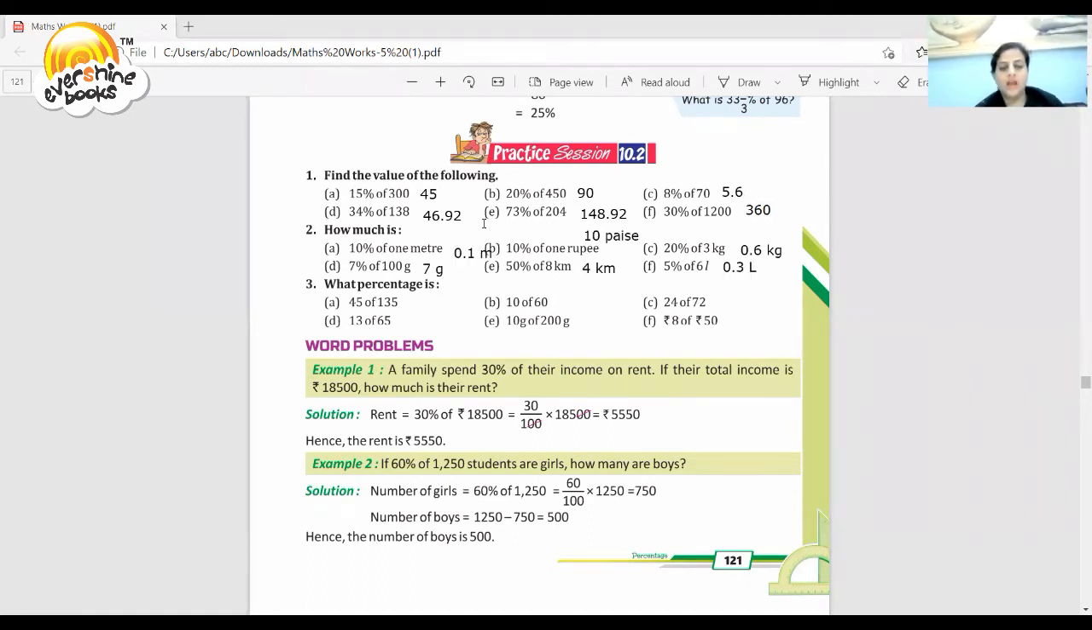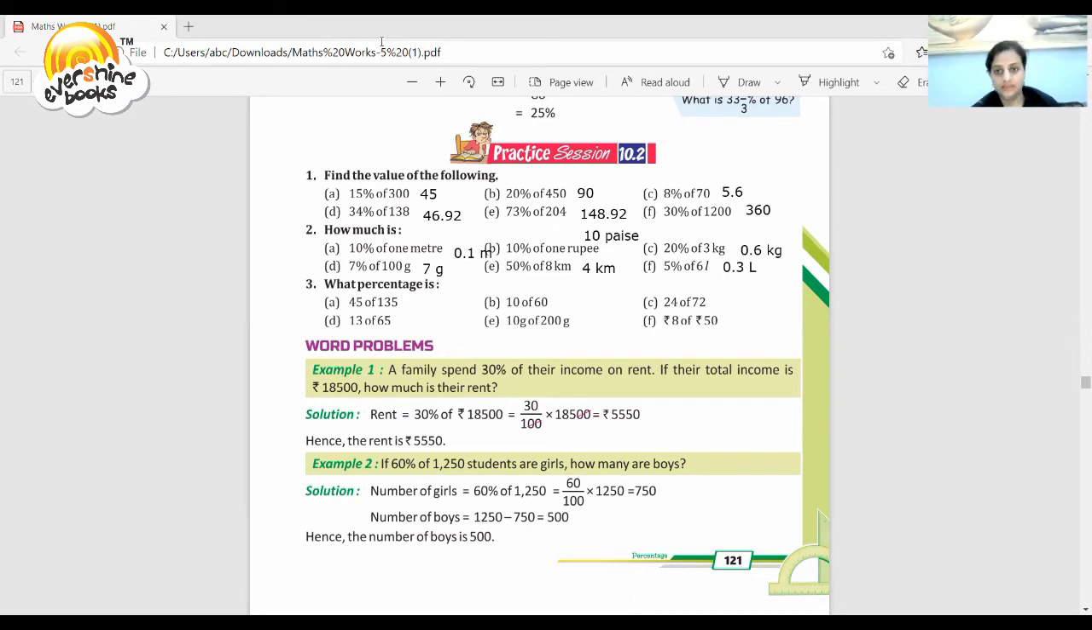So, in that, how much is 10% of 1 meter is 0.1 meter. 10% of 1 rupee is 10 paisa. 20% of 3 kg is 0.6 kg. 7% of 100 gram is 7 gram. Okay, and 50% of 8 kilometer is 4 kilometer. 5% of 6 liter is 0.3 liter.